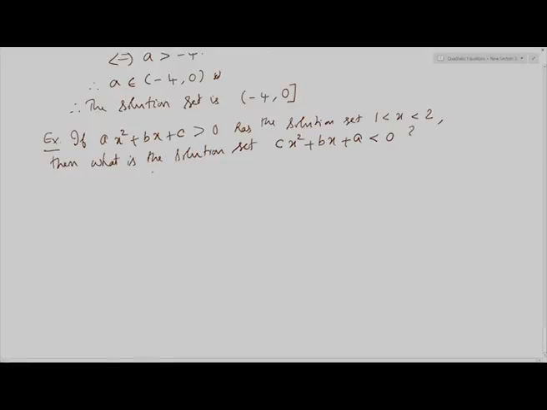Now, how do we proceed? Let us take the given assumption: ax square plus bx plus c is greater than 0 for all x in the open interval 1 comma 2. It is given. This implies, remember, the function is positive, and the graph of the function will be like this.